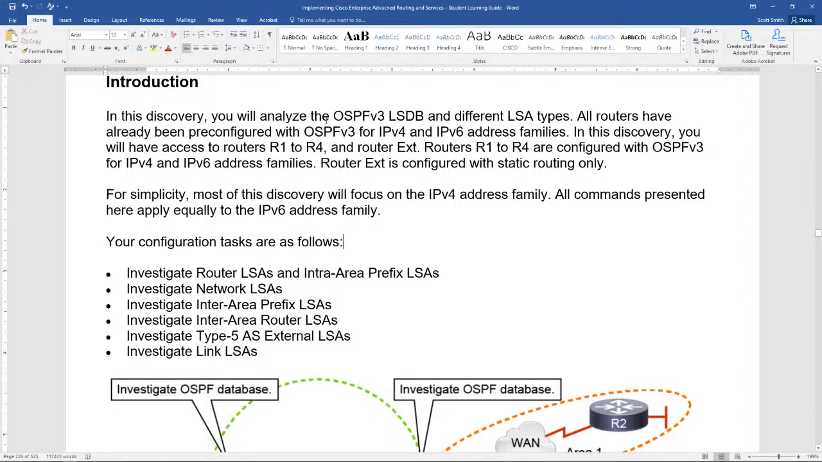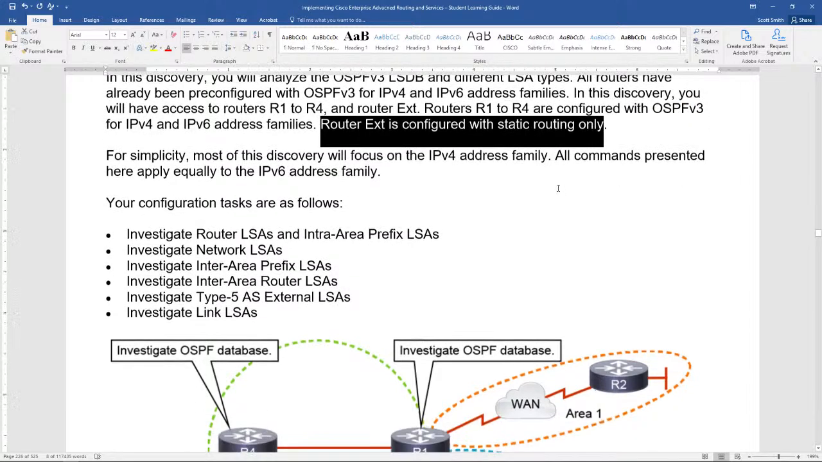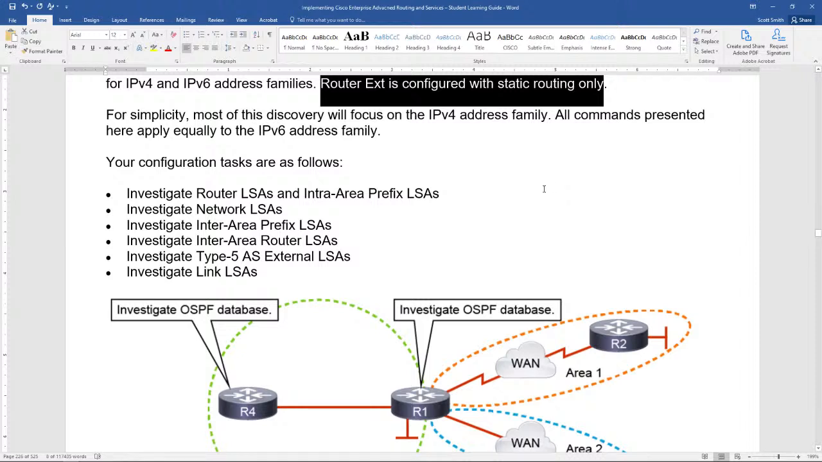So in this discovery, we're going to analyze our OSPFv3 link state database. Remember, we're running address family mode OSPF in this particular case. All the routers have already been configured with OSPFv3 for IPv6 and IPv4 using address families. We're going to have access to all of the routers, including the external router. Routers 1 through 4 are already configured with OSPFv3, and the external router, being that it's not part of the OSPF domain, is only going to be running static routing or connected routes and so on.